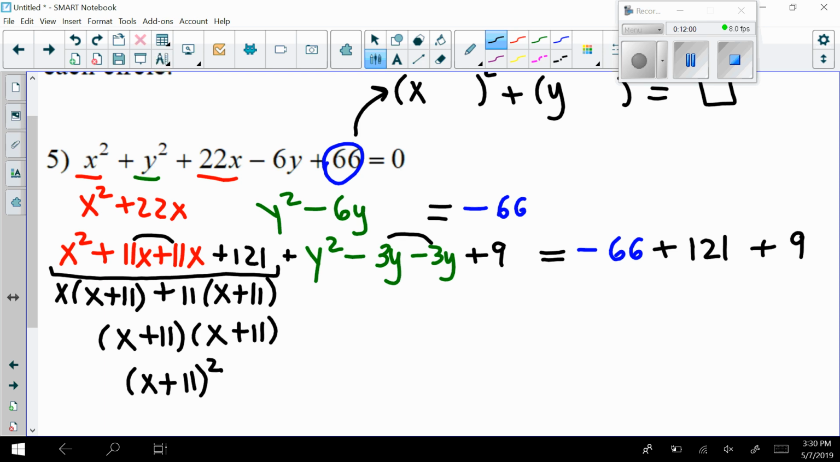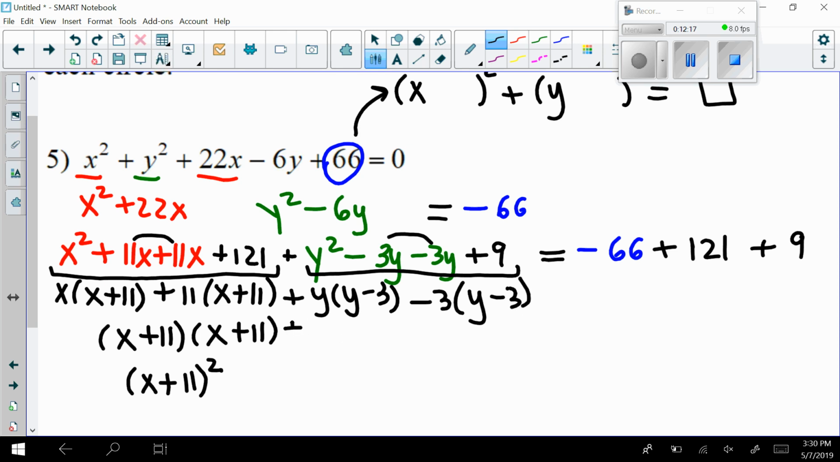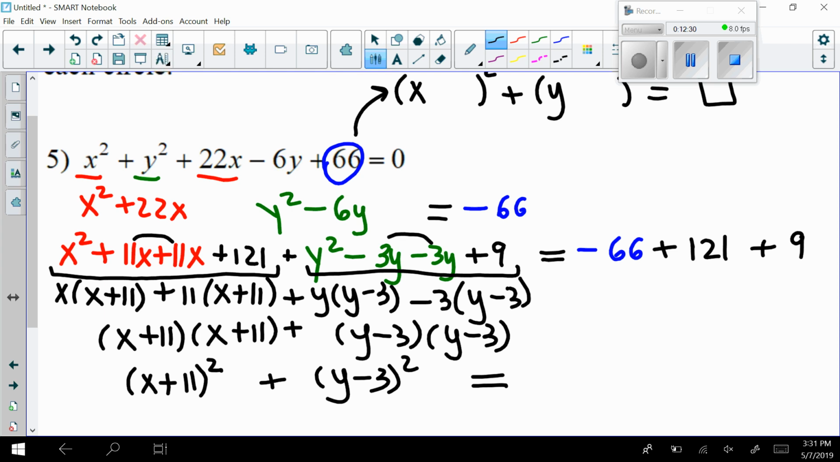Okay, for the y's, again, I'm going to do grouping. So I have this problem. My first group has a y in common. My second group has a negative 3 in common. And they're all added. And we have y minus 3, y minus 3. So it's the same y minus 3 squared. So I already know my center is at negative 11, positive 3.